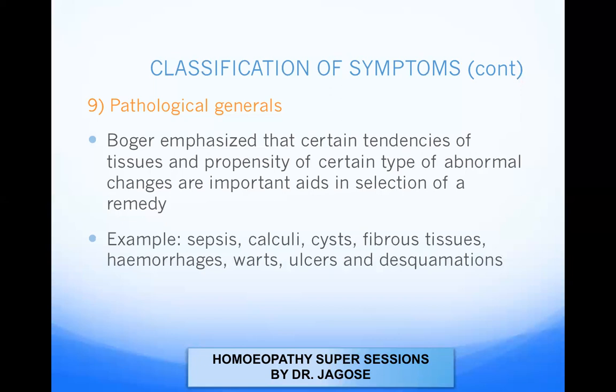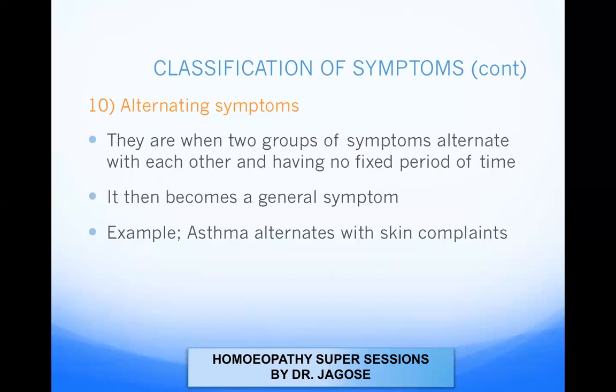So how will you prescribe? By only taking the pathology into account. Therefore, Boger emphasized that there are certain tendencies of tissues or propensity of certain types of abnormal changes which are important aids in selection of the remedy. For example, sepsis, calculi, cysts, fibrous tissue, hemorrhage, warts, ulcers, these formations, etc. So Boger gave importance to the pathological generals.